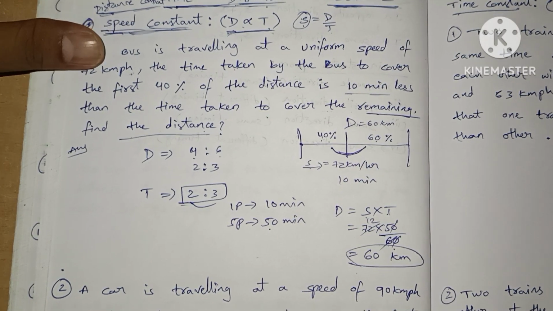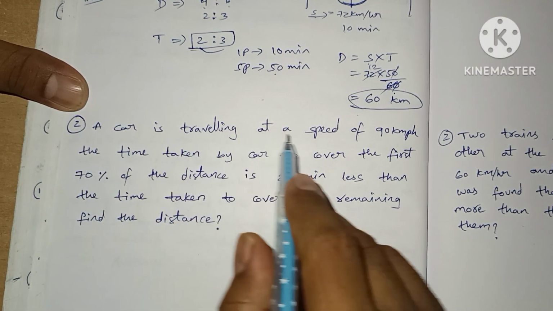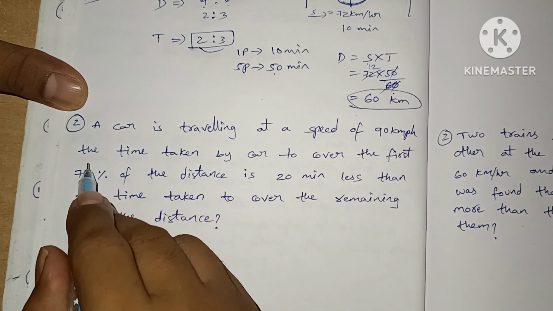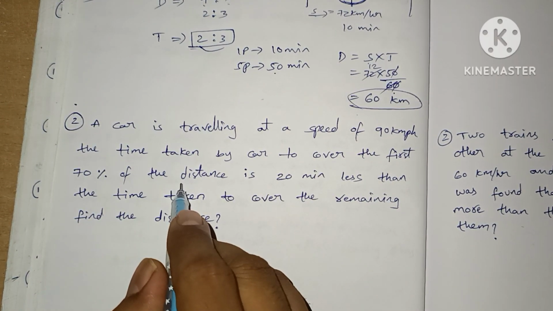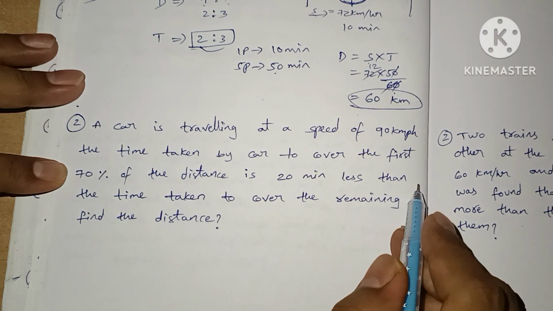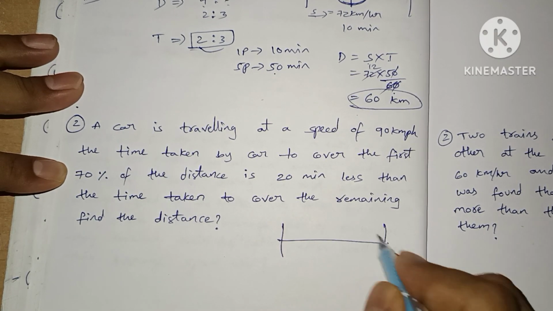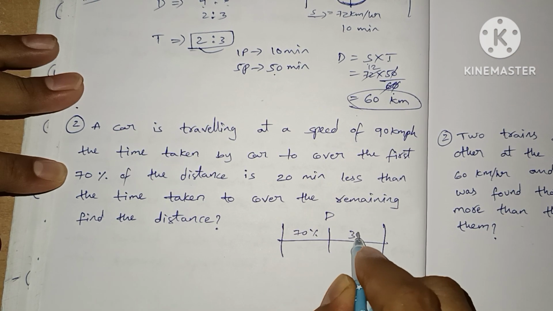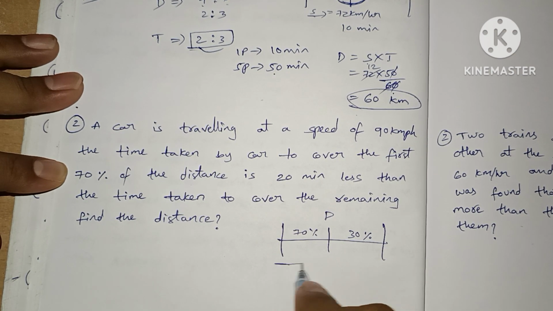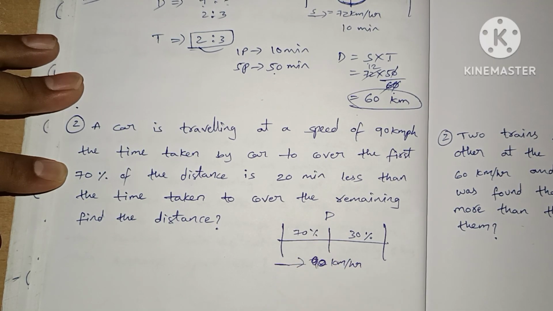Let's see one more question and understand this clearly. A car is traveling at a speed of 90 kilometers per hour. The time taken by the car to cover the first 70% of the distance is 20 minutes less than the time taken to cover the remaining distance. The total distance we don't know. First they take 70% of the distance and then 30% of the distance at a constant speed of 90 kilometers per hour. We need to find the total distance.